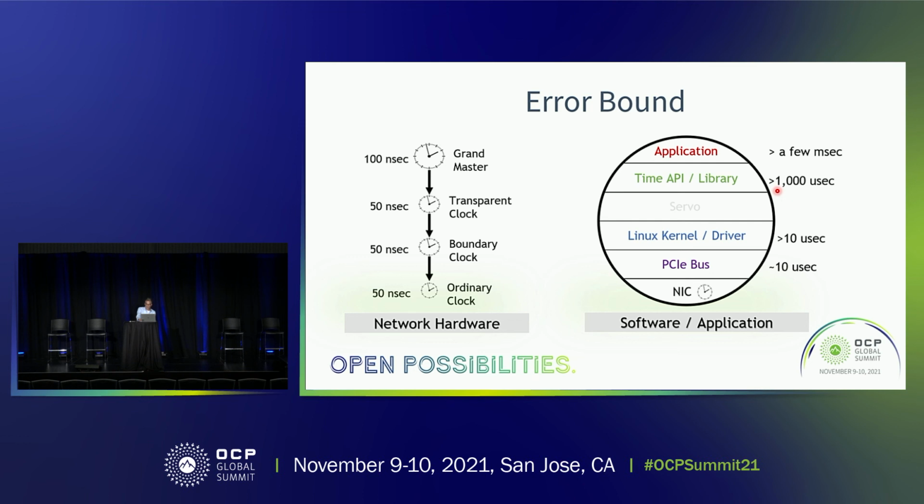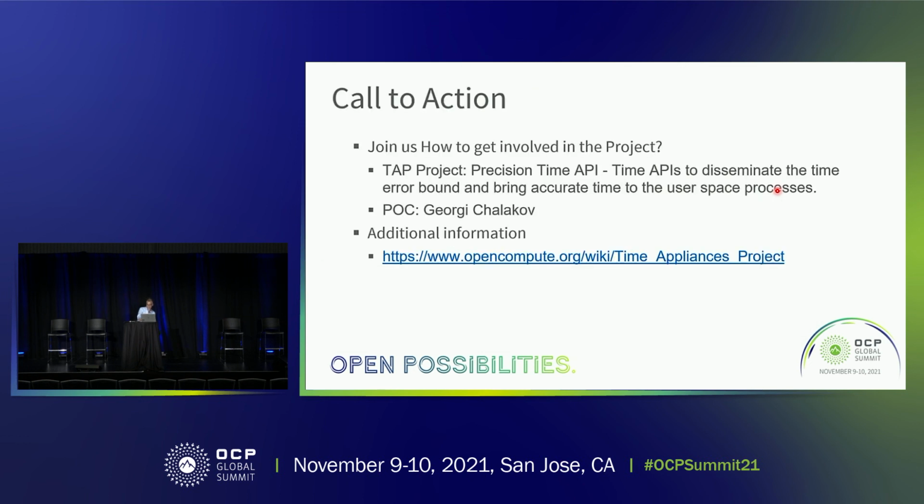We have very accurate and precise time at the NIC, and at the application level we have significantly more clock uncertainty accumulated between the NIC and the application than between two data centers. So this is our challenge. How can we improve the software stack to be able to utilize the results that we have at the NIC level? Next slide, please. Two minutes, exactly on time.